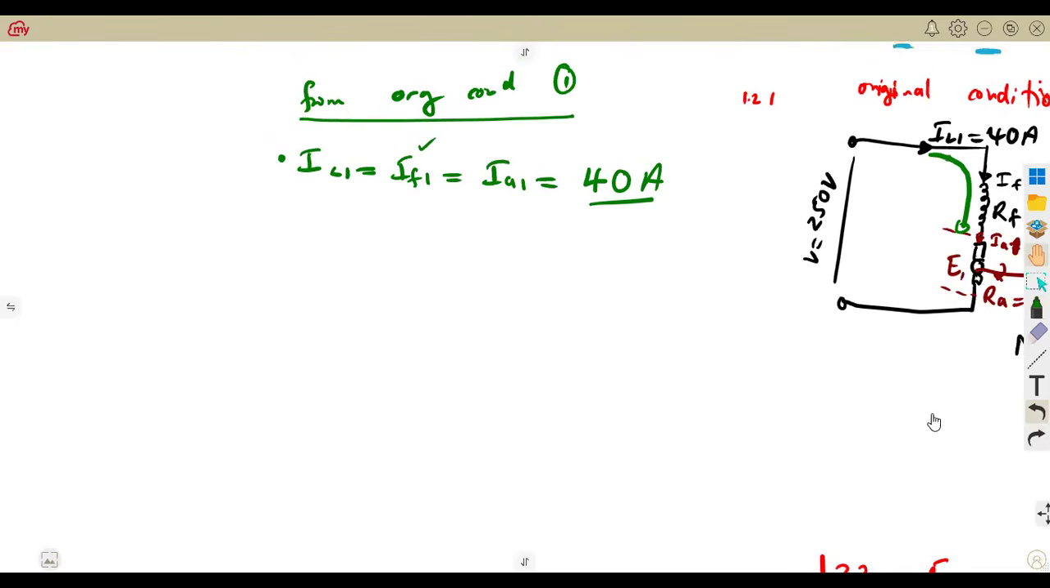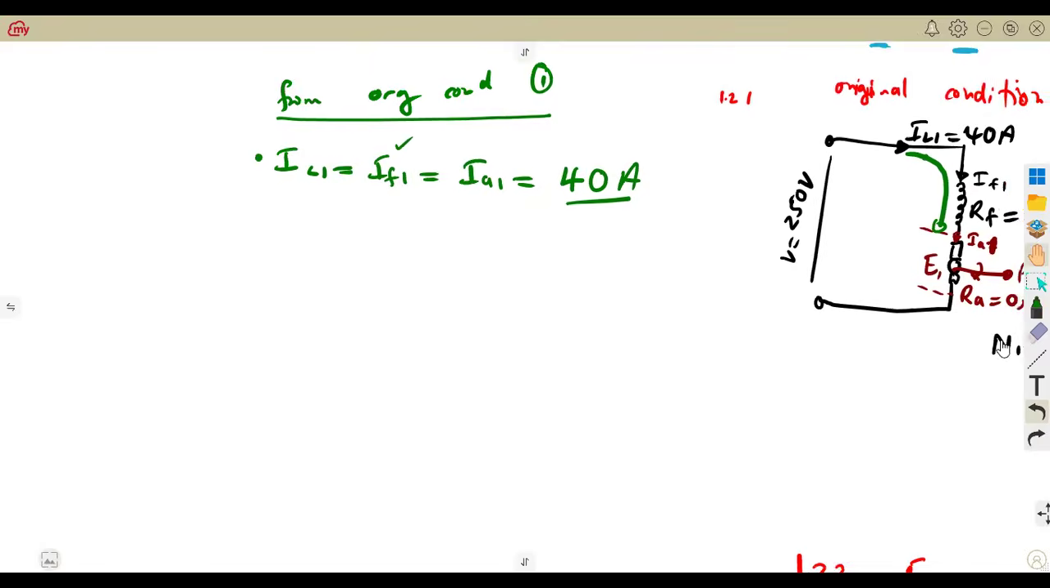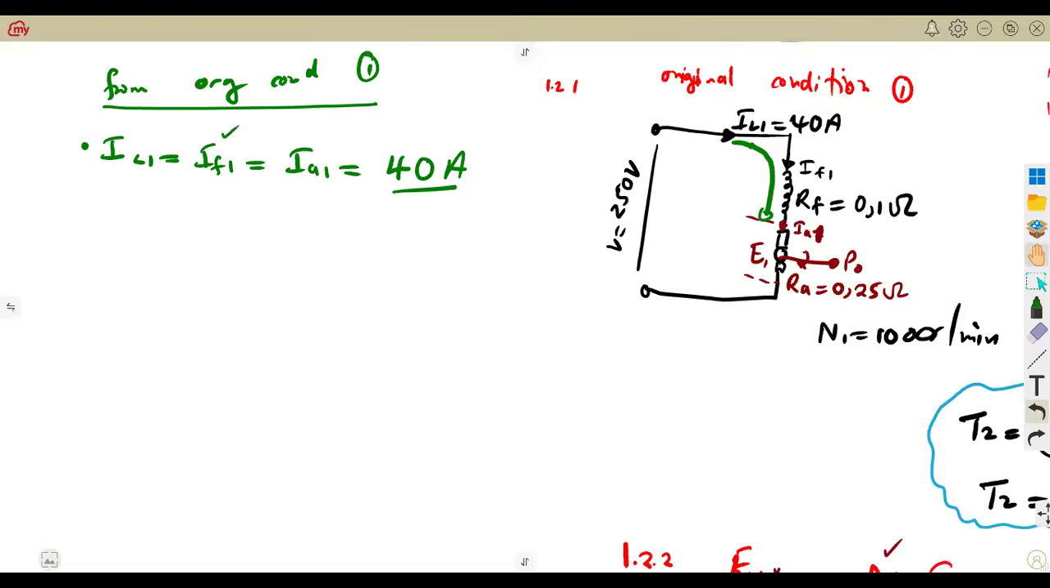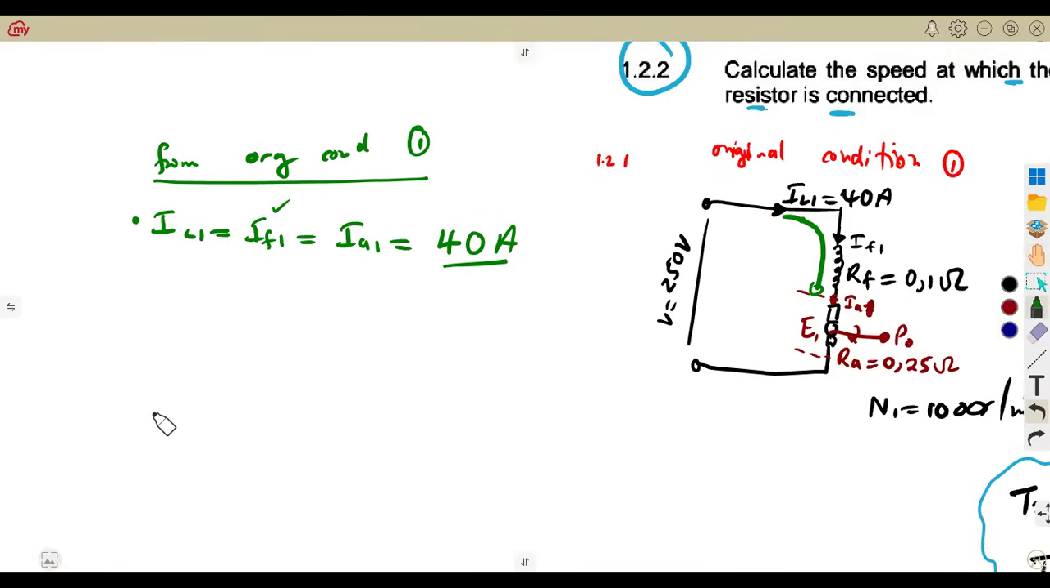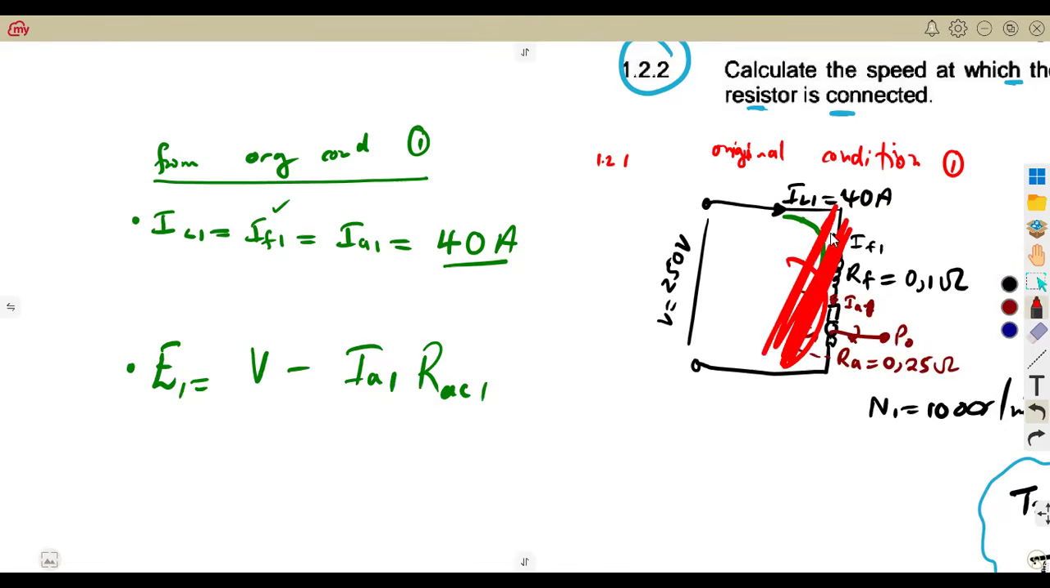Let's see. We also need E1, as we can see there. We are still on the original condition, so let's calculate E1 from there. The generated or back EMF is V minus armature current 1 times the resistance of the armature circuit. What is there in the armature circuit where the armature current is flowing? There is RA and RF in series, so it is the sum of RA and RF.